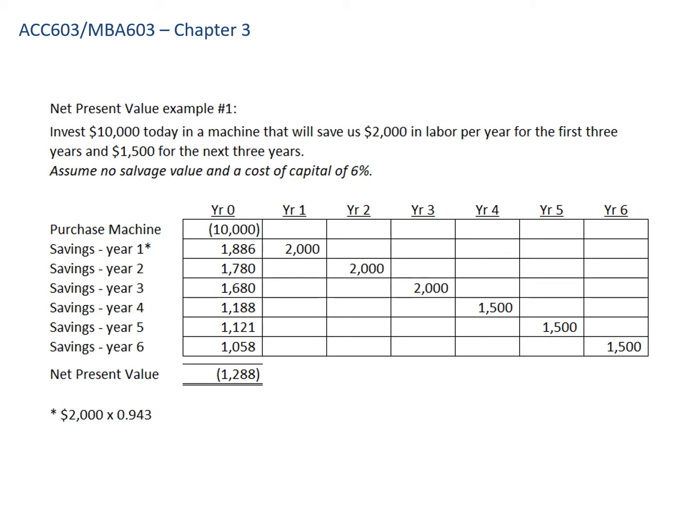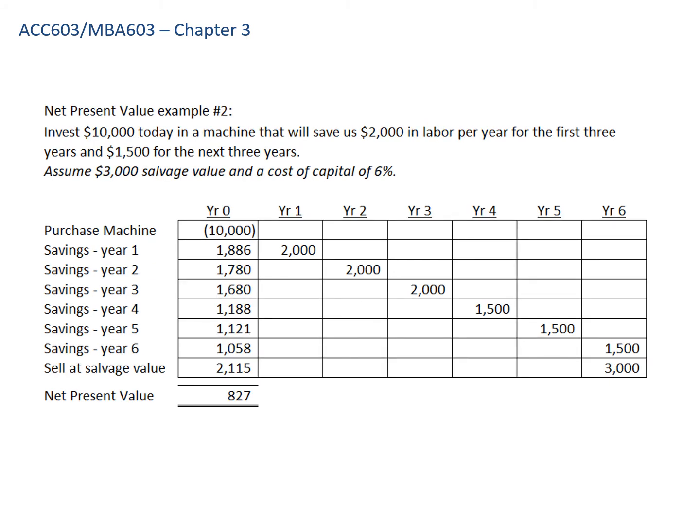So now let's look at another example where there is a salvage value. So in this case, same machine, same kind of savings, but now at the end of the 6th year when we're done with this project, I can sell the machine for $3,000. So you see I added that last line there at the end of year 6 where I received $3,000 and I present value that back. Now it has a positive net present value of $827. So I could borrow money at 6% and do this and come out money ahead. So the company should accept this.